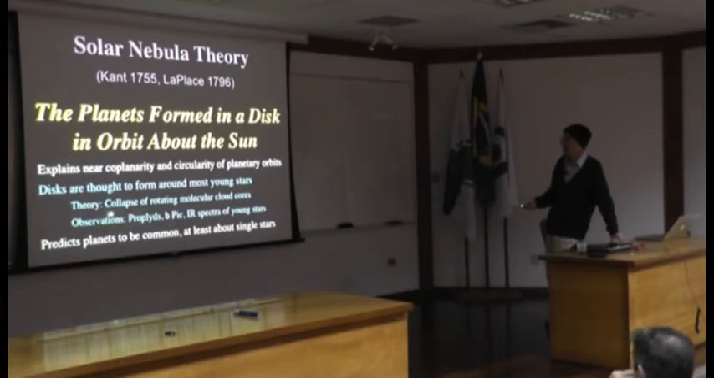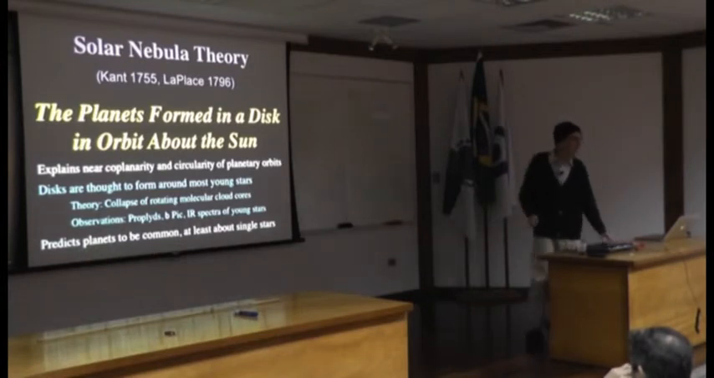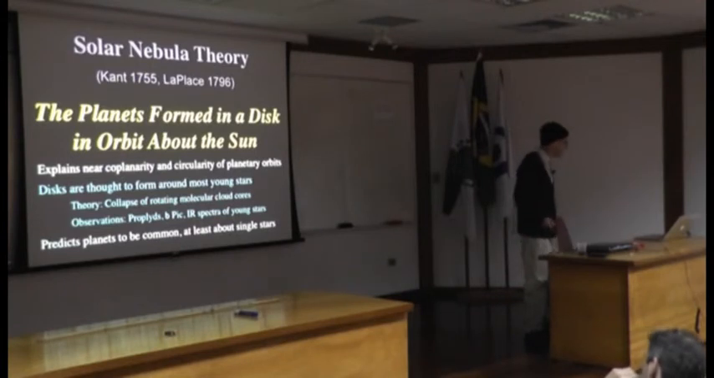Observations: protoplanetary disks, this shadow seen in some HST images, Beta Pictoris, the disk, remnant dust, the infrared spectra of young stars. And this predicts that planets should be common, at least around single stars, because disks are very common.